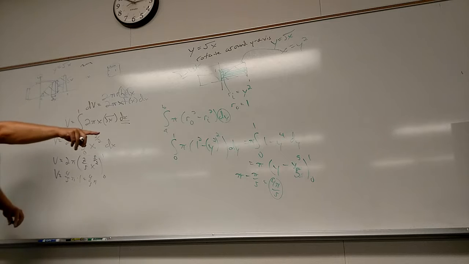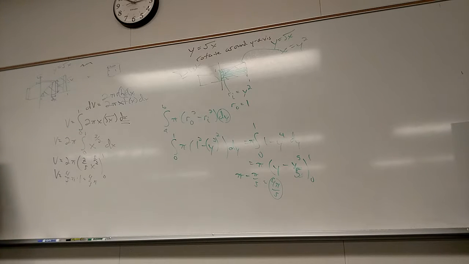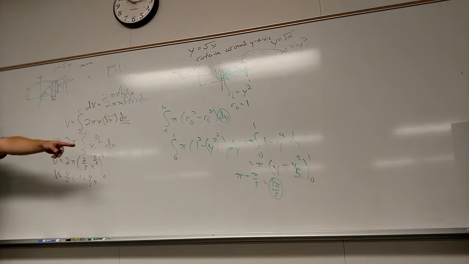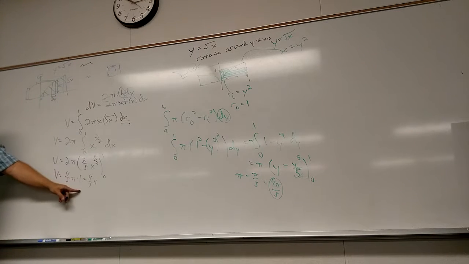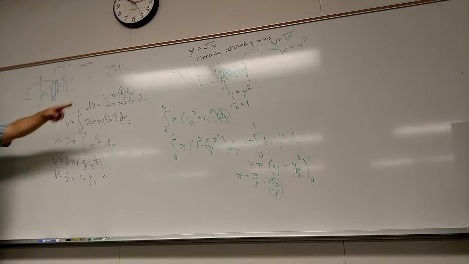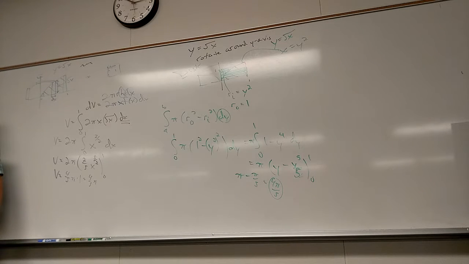What do we get the other way? Four-fifths pi, right? So we did it with disks, and we got 4 pi over 5. We did it with shells, and we got 4 pi over 5. And to be honest, this problem came out to be even in terms of amount of work, because it's a relatively simple function, so it could work both ways. It can be turned around. It's nice.